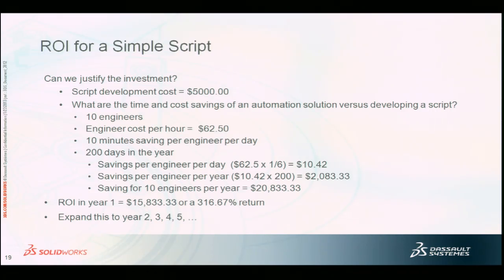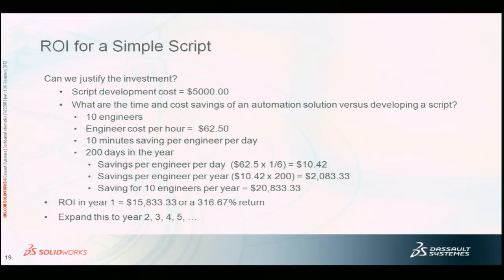So let's say we take an average API, the cost of an average API is roughly $5,000. Again, it's an average, depends on what the event is. I'm not talking about migration or integration. These are normally more involved. And tasks are also different. I'm talking about an event-based add-in, roughly an average price. And now, what are the time and cost savings of an automation solution versus developing a script?